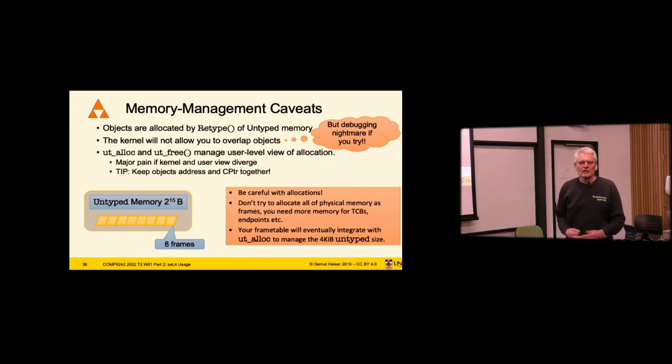Yeah, so this is a very easy beginner's mistake. Okay, I've got untyped, I'll convert everything into frames. Well, that's a bad idea, because the only thing you can do with frames is map them into an address space. But you need other objects as well, right? You need thread control blocks, and you need CSpace and all that stuff. So once you set up a frame table initially, make sure you keep enough free memory to actually keep your system operating, because once you retype something into frames, you can only hand it to users.